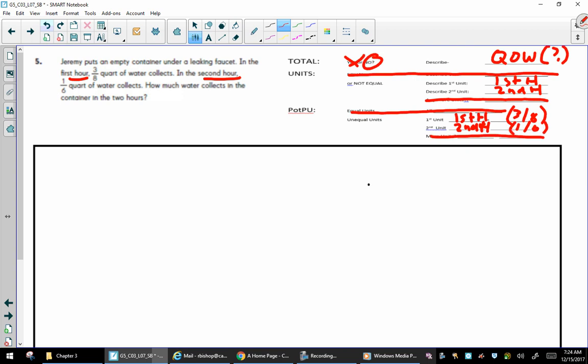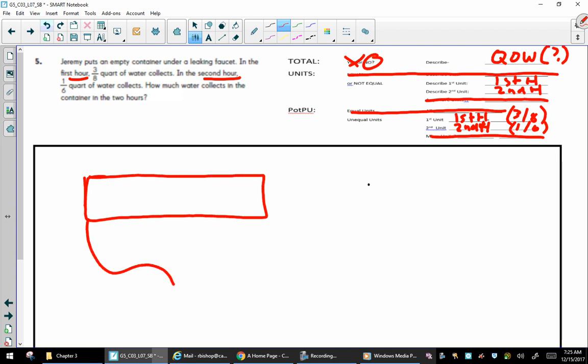Okay, so when I'm looking at my dichotomous key, I start to construct my bar model. My bar model on this one's going to be relatively simple. I do not have a total, but my total should be quarts of water in 2 hours. We have 2 parts. We have the first hour and the second hour. Those are our 2 units.